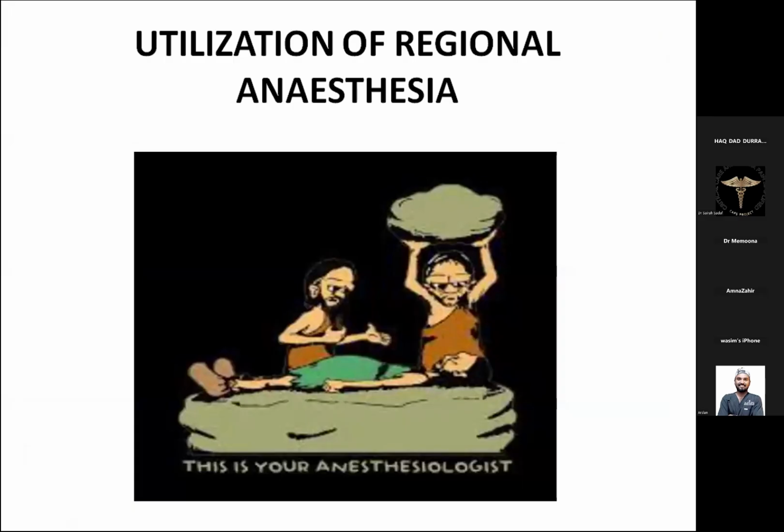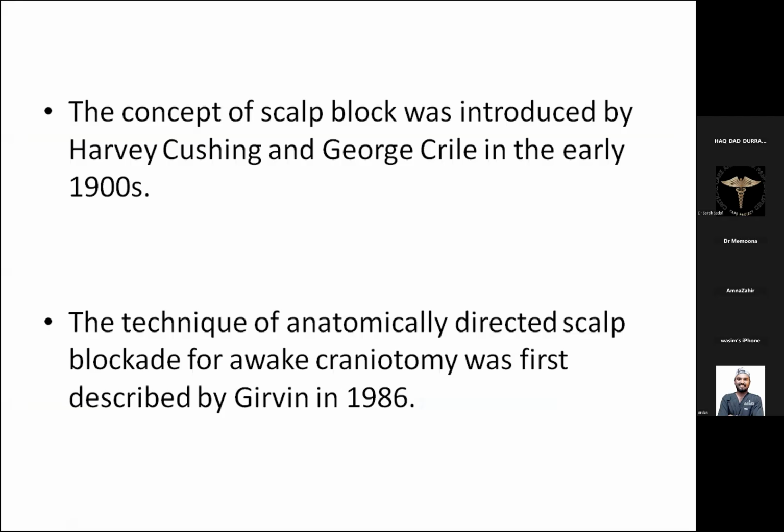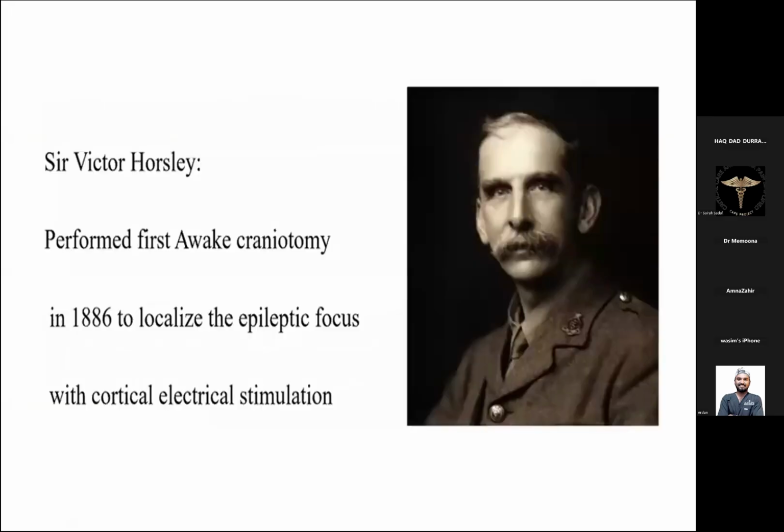When the world overall is using general anesthesia, why do we need regional anesthesia in the context of craniotomy? Well, this is not a new concept. The concept of scalp block was introduced by Harvey Cushing and George Crile in the early 19th century. And the technique of anatomically directed scalp blockade for awake craniotomy was first described by Girvin in 1986. In the same year, Sir Victor Horsley performed the first awake craniotomy to localize epileptic focus with cortical electrical stimulation.